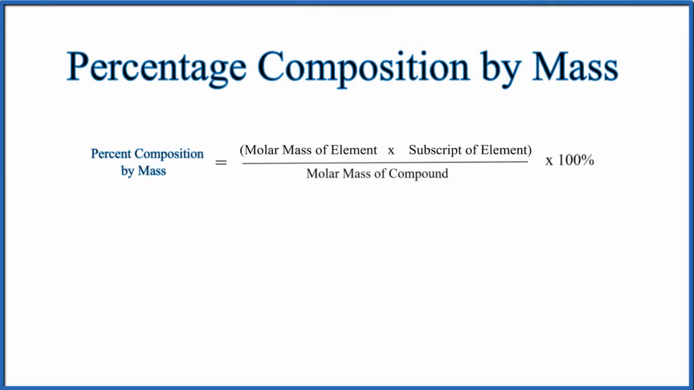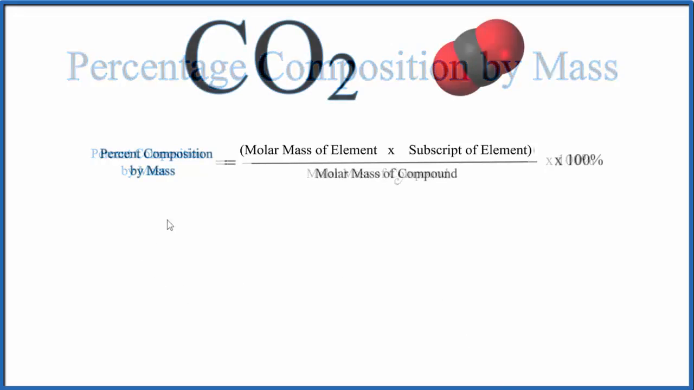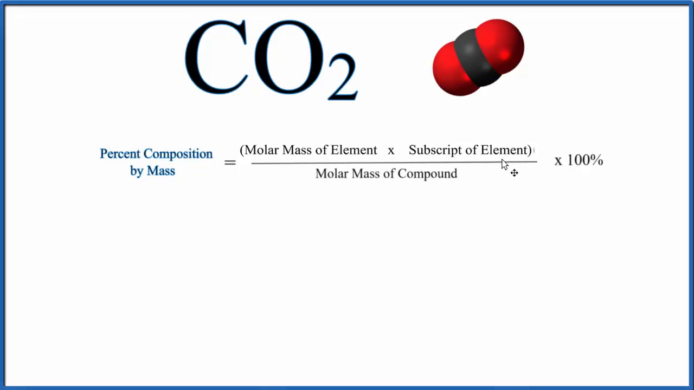In this video, we'll learn to calculate the percent composition by mass, and then we'll do several practice problems. Let's start with an example, CO2, carbon dioxide. We'll use this formula here to guide our work. So first we'll find the percent of carbon by mass in CO2.